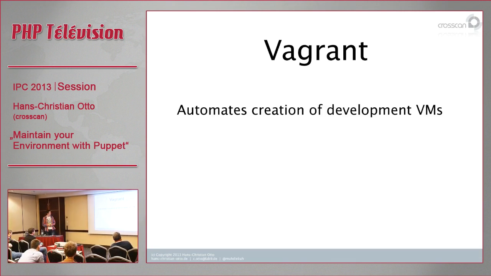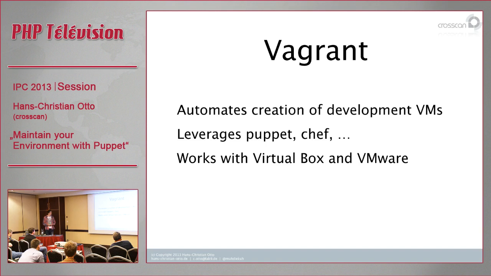Okay, some words about Vagrant I already mentioned. It's for creating development machines. It uses Puppet and Chef. It works with VirtualBox and VMware and some cloud providers as well. So the VirtualBox integration is open source and free. If you want to use VMware, you have to pay like $80 per developer.